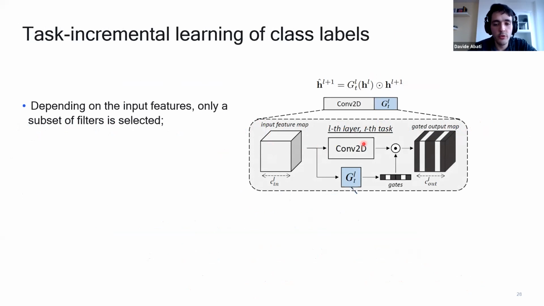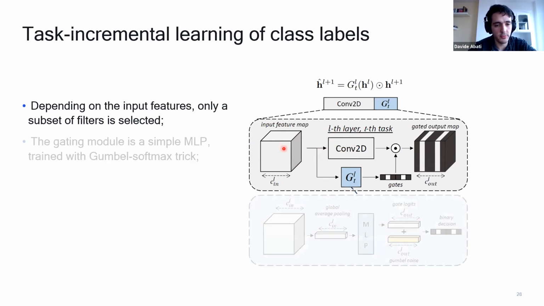So let's say we have a convolutional layer, this one here. This receives an input feature map. Before applying a convolution, we will query a gating module. This gating module is specific for each layer and each task. So at task 1, we have just one. At task 2, we will have 2 gating modules, and so on and so forth. These gating modules decide, out of the convolutional kernels that are available in the convolution, which ones should be applied to the input feature map, right?